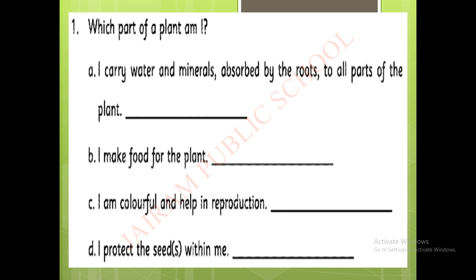So here the "Who am I?" question is given. Let us discuss. What is the first question given? I carry water and minerals absorbed by the roots to all parts of the plant. So which part of the plant is absorbing the water and minerals? Exactly, the root. After absorbing, which part of the plant is taking the water and minerals to all parts of the plant?